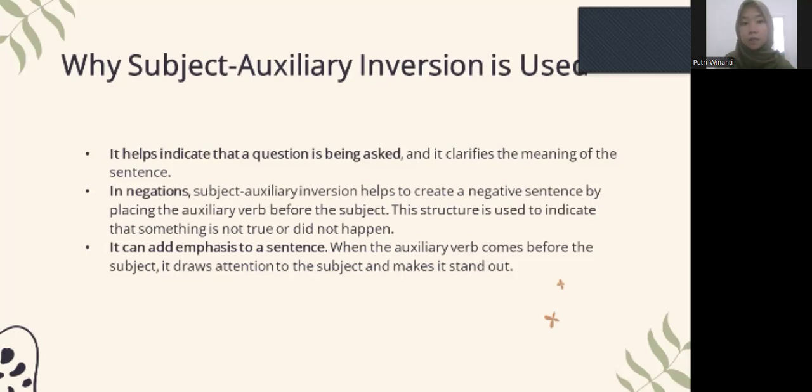Subject auxiliary inversion helps to create a negative sentence by placing the auxiliary verb before the subject. This structure is used to indicate that something is not true or didn't happen. And the last reason, it can add emphasis to a sentence. When the auxiliary verb comes before the subject, it draws attention to the subject and makes it stand out.